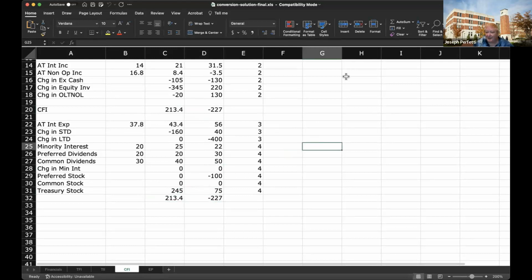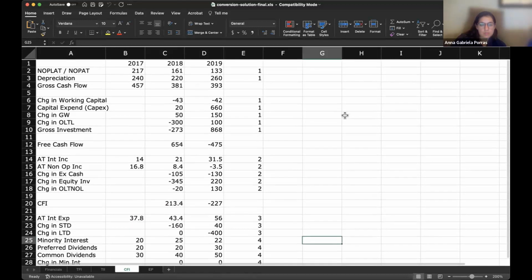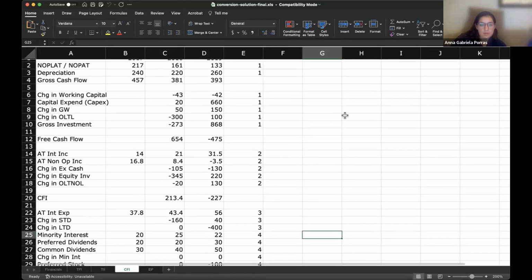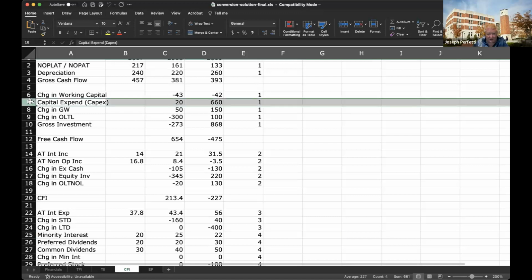That was CFI. Anna? Yeah, quick question. So for depreciation, if you remove depreciation because you have it on both lines of the equation, it doesn't affect free cash flow. Is there a reason why it matters? It's because of the formula for capital expenditures.